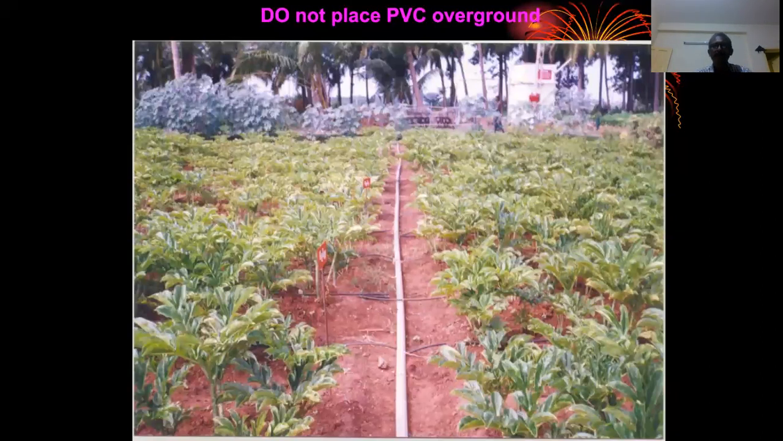So this shows the pipe, submain and lateral connections, how a submain is connected to laterals and all. This is to show that PVC pipes should not be laid over ground like this. If the PVC pipes are laid over ground like this, then there is a possibility that they will get affected by sunlight. The ultraviolet radiations will affect the PVC pipes, and these pipes will become easily brittle.